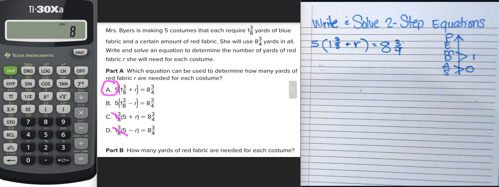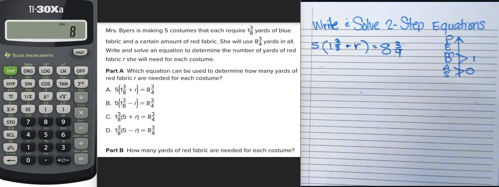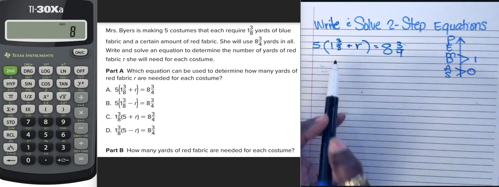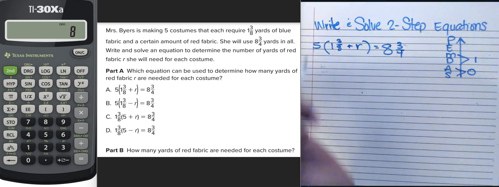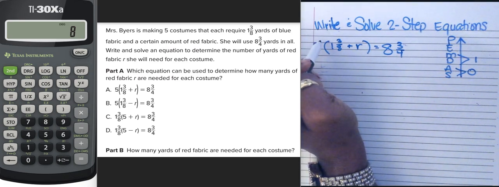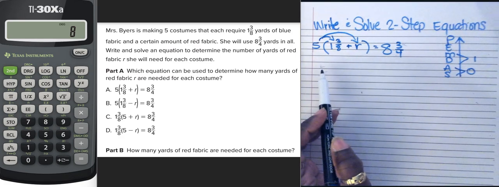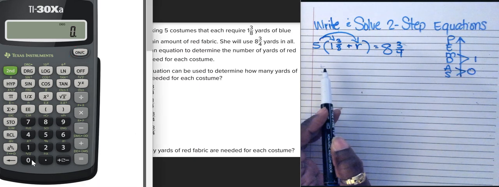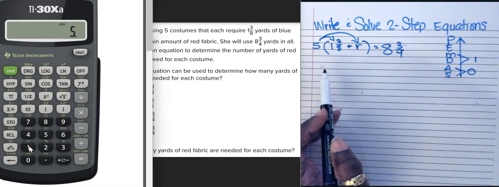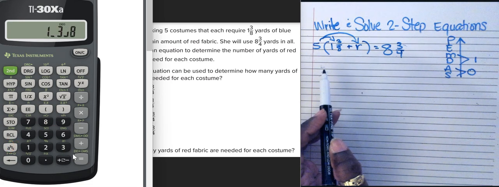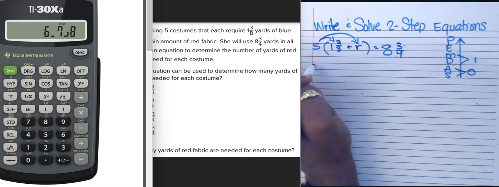Now, part B, they ask how many yards of red fabric is she going to need for each of these costumes? So I'm going to show you 2 ways to solve for this one. And remember, either way works. You should still come out with the same answer. The first one I'm going to use is the distributive property so that we can expand our expression. So what we have is 5 times 1 3/8. And when we multiply that, 5 times 1 3/8, we end up with 6 7/8.